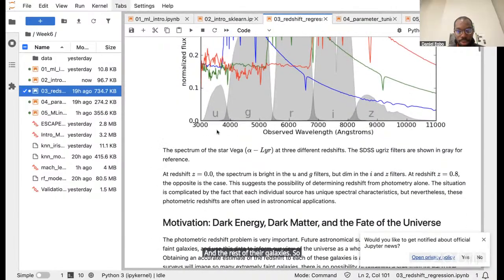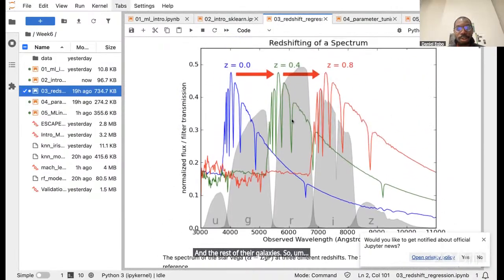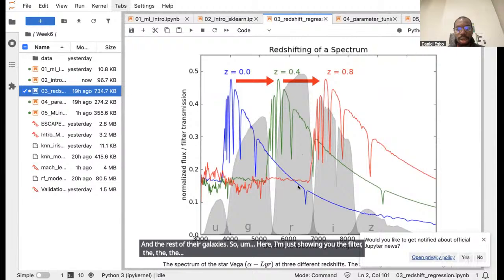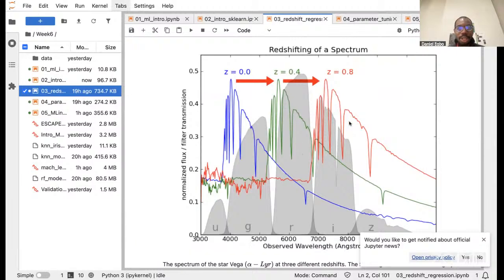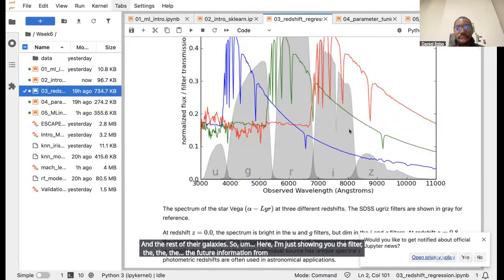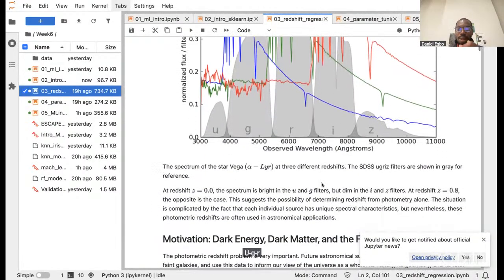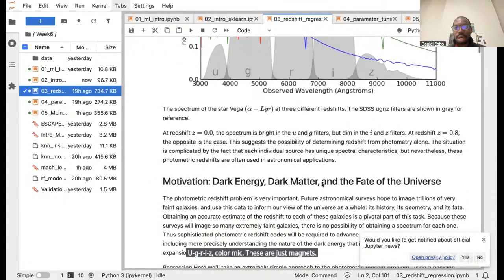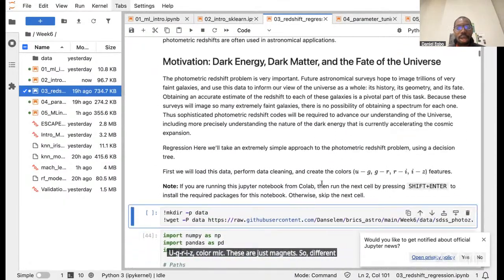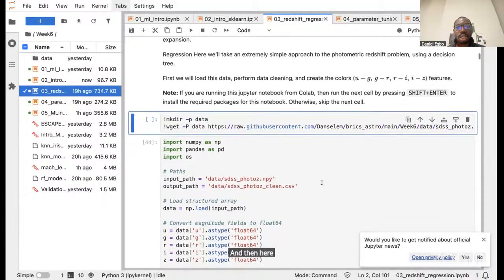So here is just showing you the filter information from SDSS. And then you see the different kinds of filters, u, g, r, i, z, and the color magnitudes. These are just magnitudes, so different magnitudes. And then here we import this data.